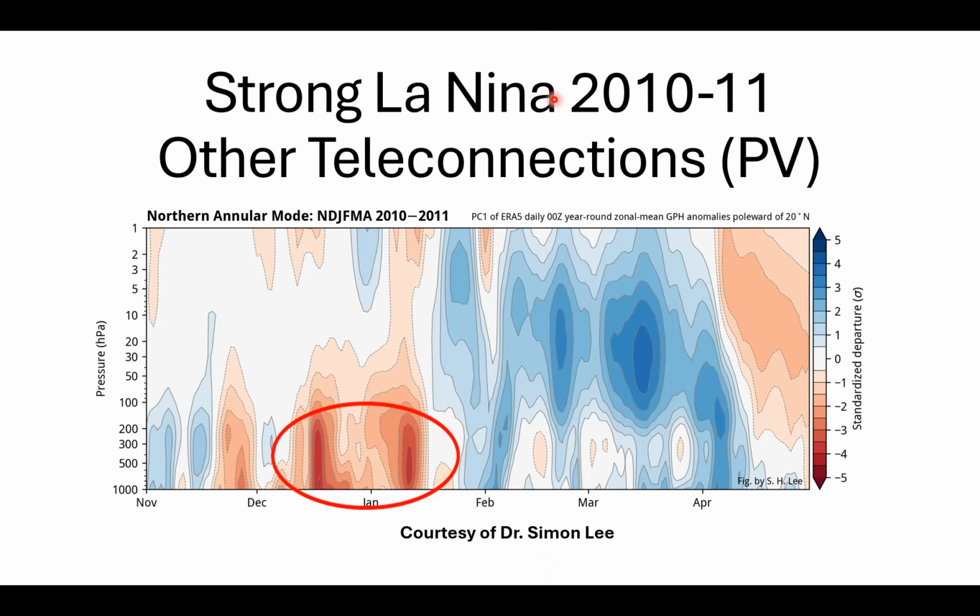All right. Additionally, let's examine the polar vortex, okay? So the strong La Nina 2010-11 winter season, what happened with the polar vortex? Look at the coloring here. This peach coloring and these deep reds.